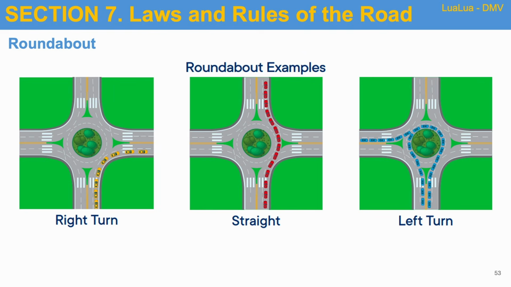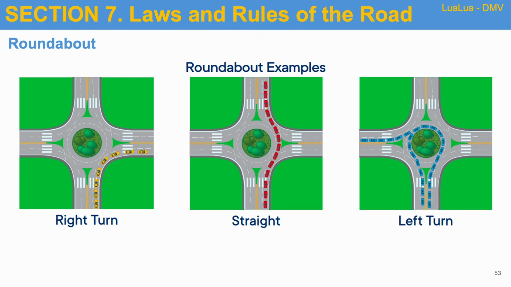Roundabouts. In a roundabout, traffic travels in one direction around a central island. How to use a roundabout. 1. Slow down as you approach. 2. Yield to all traffic already in the roundabout. 3. Enter heading to the right when there is a big enough gap in traffic to merge safely. 4. Watch for signs and lane markings that guide you.